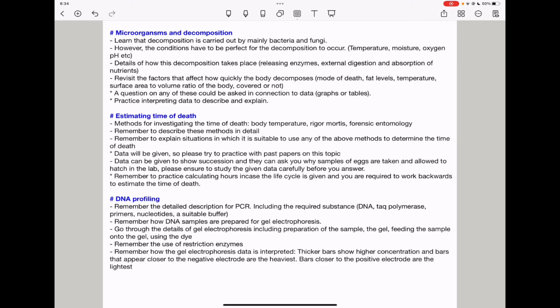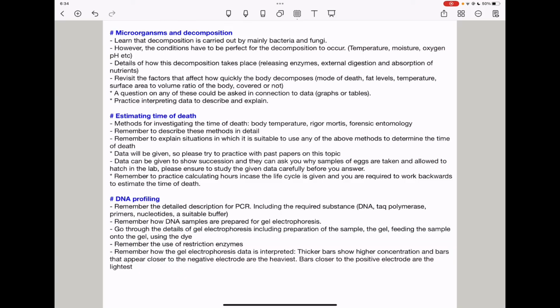Questions could be asked about DNA profiling. Ensure that you fully understand the details for PCR, how it is carried out, what is required. Like you need DNA, you need the Taq polymerase, you need primers, you need nucleotides and the suitable buffer. You need to learn this as well as the description of the process.